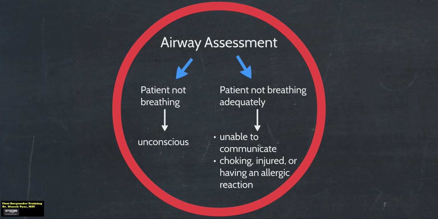When assessing for airway, it's important to distinguish between a patient who is not breathing and a patient who is not breathing adequately. The patient who is not breathing will be unconscious. The patient who is not breathing adequately will be unable to communicate effectively, as is the case in someone who is choking, severely injured, or having an allergic reaction, such as to a bee sting.